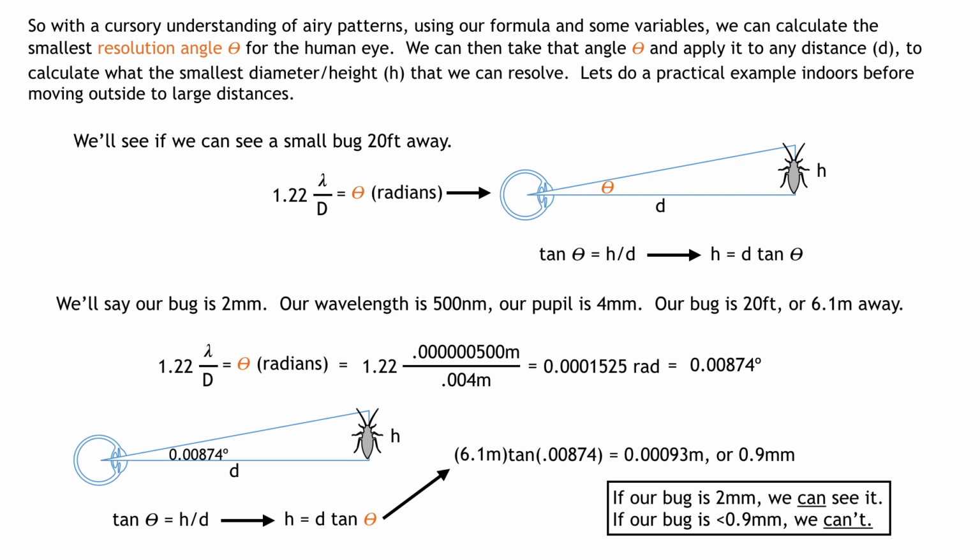So we'll do an example here to kind of show what I'm talking about. We'll say our bug is 2 millimeters and our wavelength is 500 nanometers.